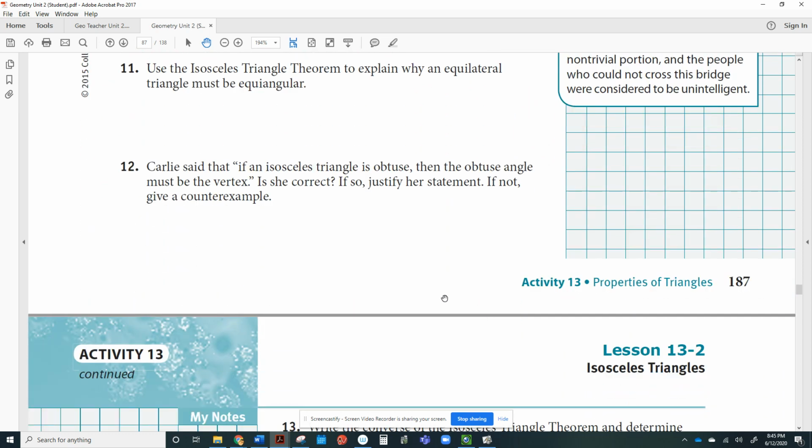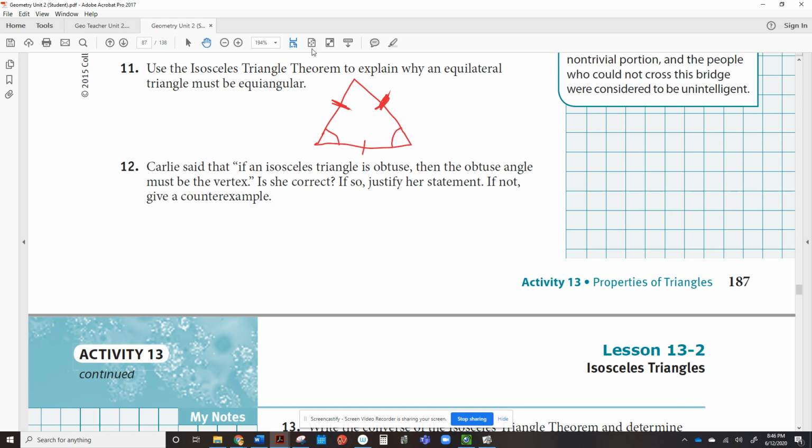Use the isosceles triangle theorem to explain why equilateral triangles must be equiangular. Okay, so equilateral, all sides are congruent. So let's consider these two sides. Well, no, let's do this one because these are the ones that we normally do. So this side is congruent to this side. If that's the case, then we know that this angle is congruent to that angle because they're base angles.